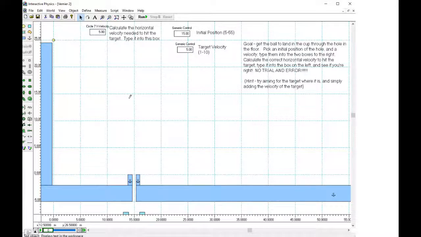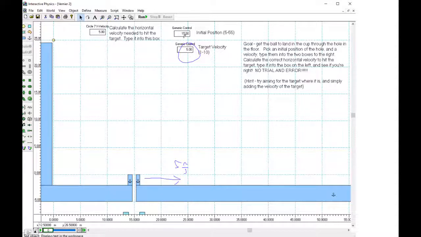All right, this is the exciting second challenge, right? So this target is going to sit there and move. In this case, it's going to move at 5 meters per second. We can type anything we want there. So you can make it move slowly, you can make it move really fast, or you can just keep it as 5.